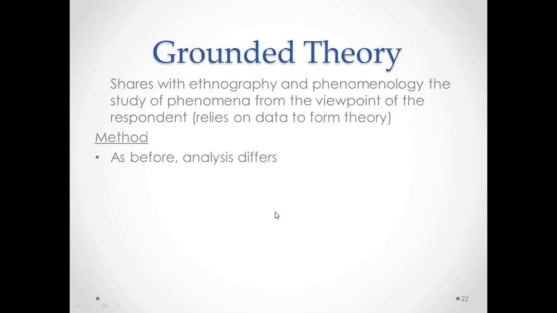Grounded theory shares with ethnography and phenomenology that it's the study of phenomena from the viewpoint of the respondent, but unlike ethnography and phenomenology, it's about forming theory as we go along. So we are constantly creating theory. So in grounded theory, you will see examples of something called constant comparative methods and constant comparative analysis. So it's very much a cyclical process.